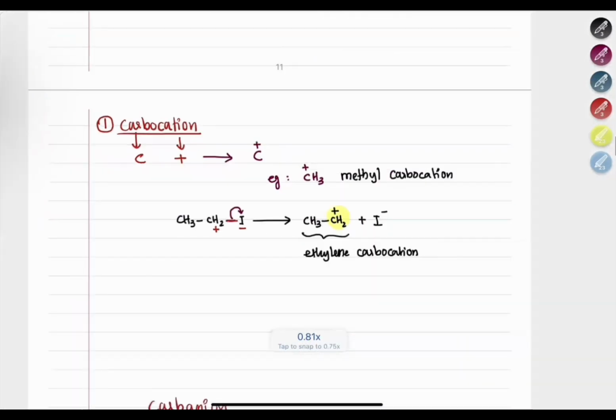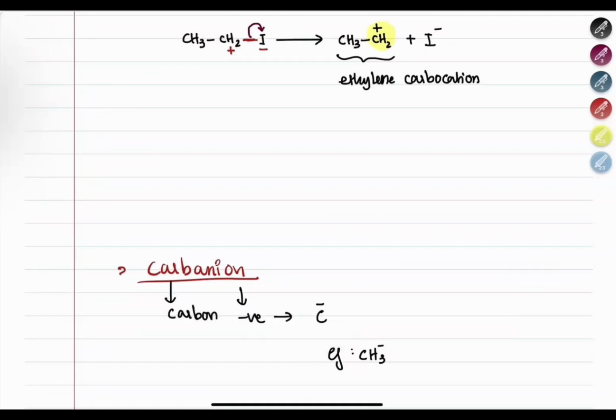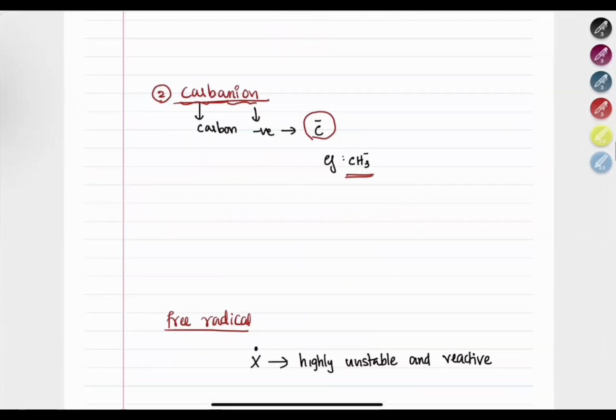So now we will discuss about carbanion. The second type of intermediate is called carbanion. Here also there will be a carbon atom, and there will be anion, meaning negative charge. So in the molecule there will be a carbon atom with negative charge. An example is the CH3 minus. Okay. And the third type of intermediate is free radical.